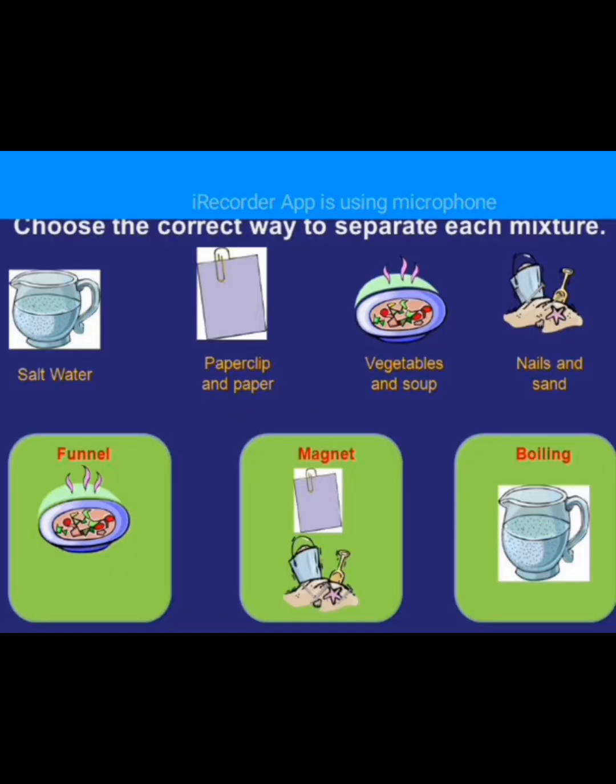This is a class activity. Take a look at this picture. We have a mixture of salt water, paper clip and paper, vegetables and soup, nails and sand. We have three separation techniques here: the separating funnel method, the magnetization method, and the boiling method. Use lines to match, or just try to get a match for the appropriate separation technique for each of these mixtures we have above.